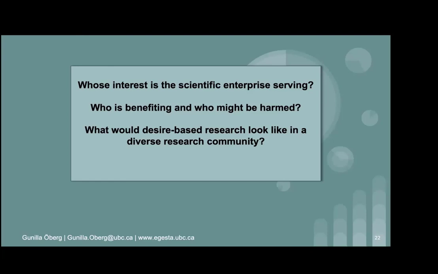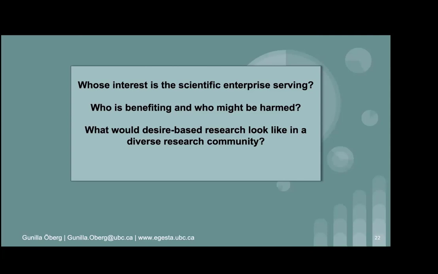If you have knowledge that a community wishes to use, of course, you need to be there even more than those who don't. But if you're not engaging with or serving indigenous communities, which the majority won't be doing, then we should be asking ourselves, what does desire-based research look like in a diverse research community? Assuming that we actually see diverse research communities as something good.